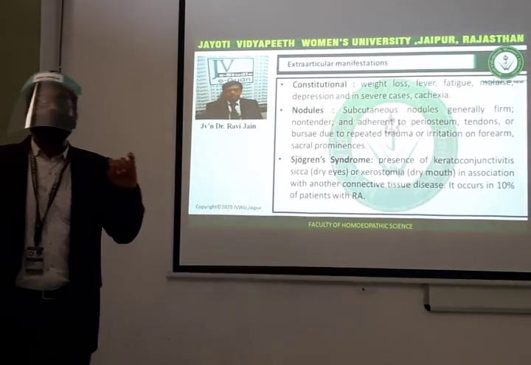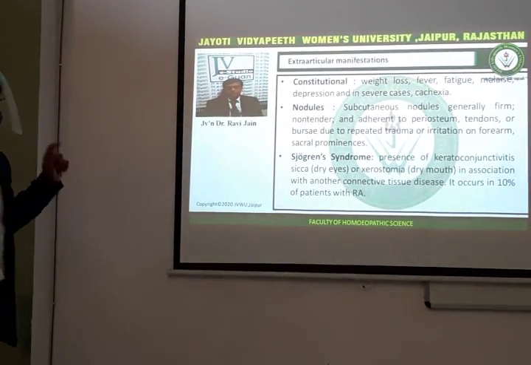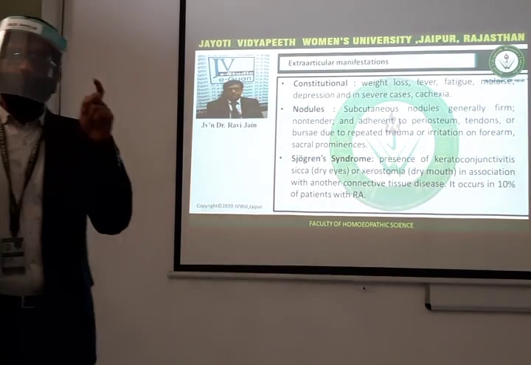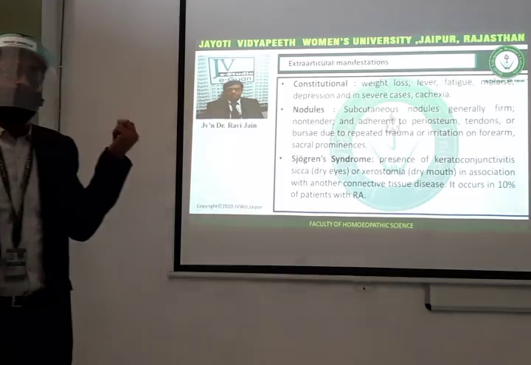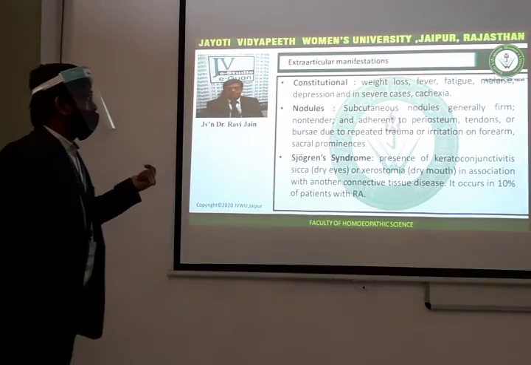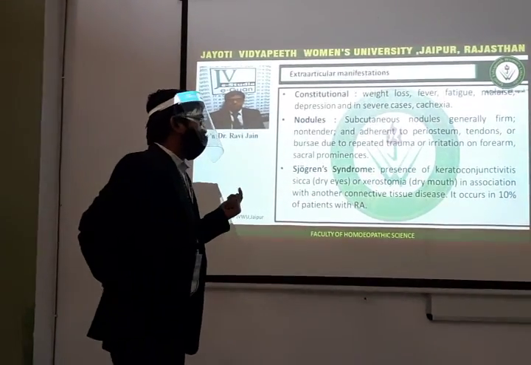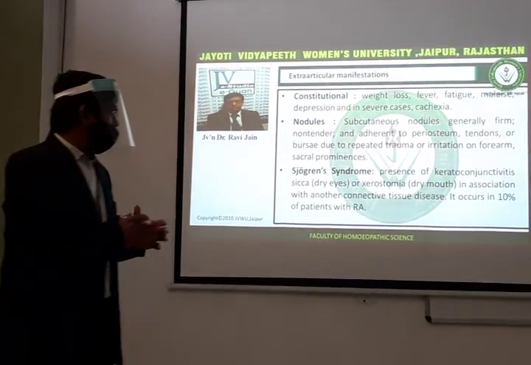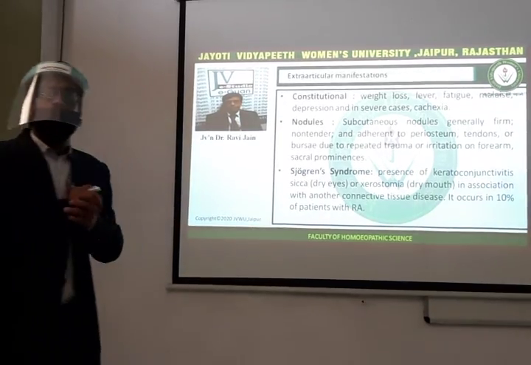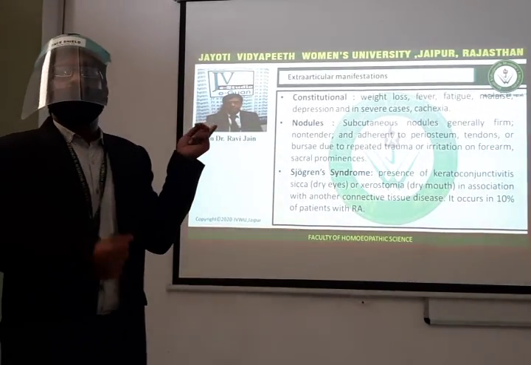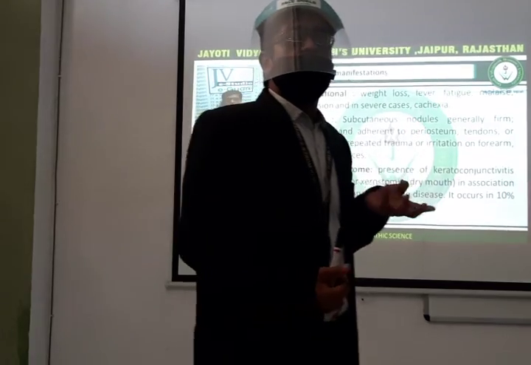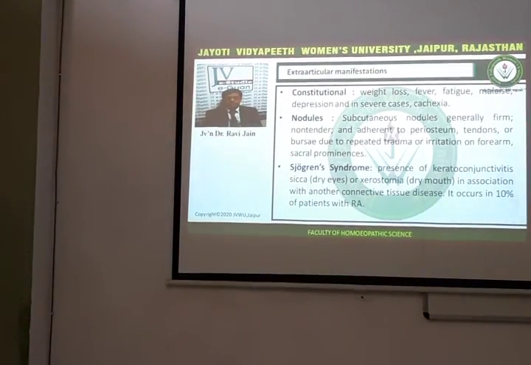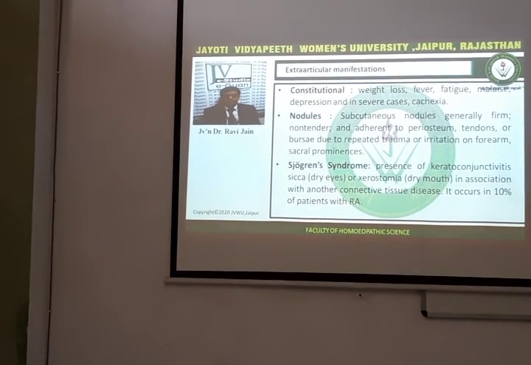Sjogren's syndrome consists of the presence of keratoconjunctivitis sicca, that is dry eyes. We have xerostomia. The patient has dry eyes and dry mouth. In association with another connective tissue disease, it occurs in 10% of the patients with rheumatoid arthritis. So Sjogren's syndrome consists of keratoconjunctivitis sicca, that is dry eye, and dry mouth. So the eyes and the mouth of the patient become dry.